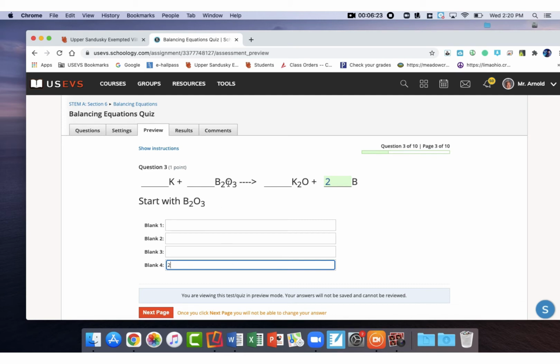Okay, let's go back and do the O's. We have 3 O's on this side and only 1 O on this side. So what does that mean? That means we need to have a 3 there.